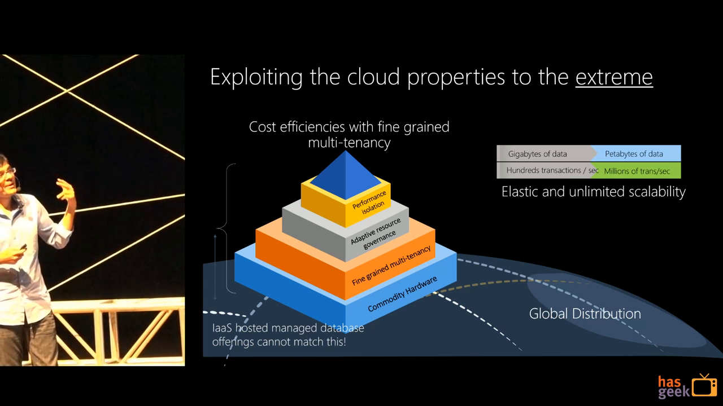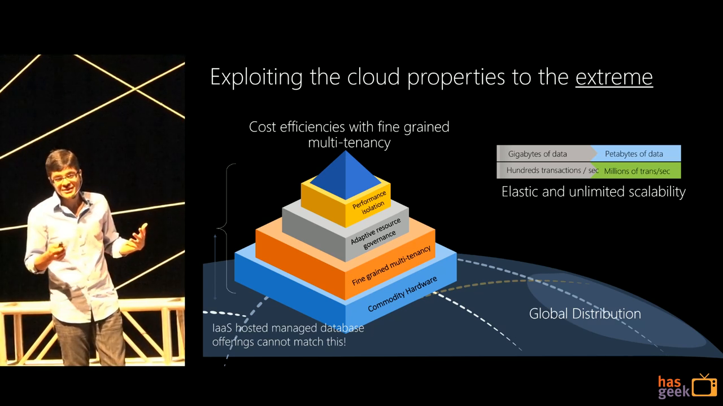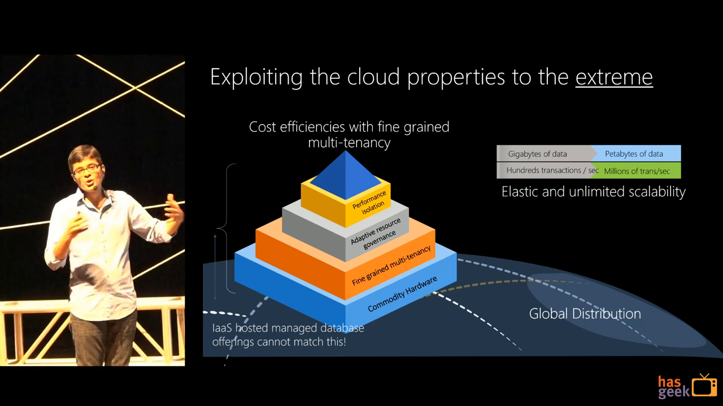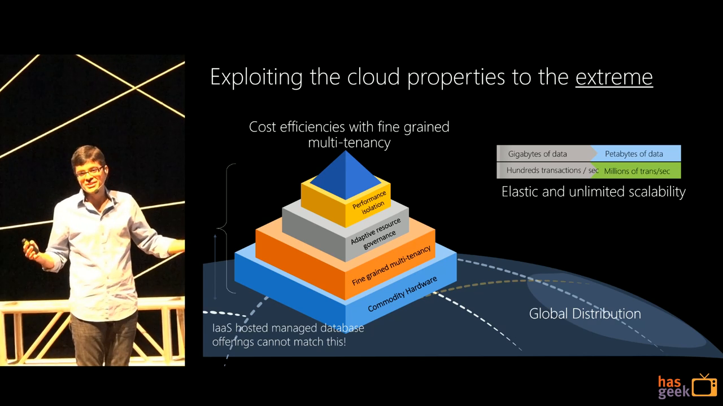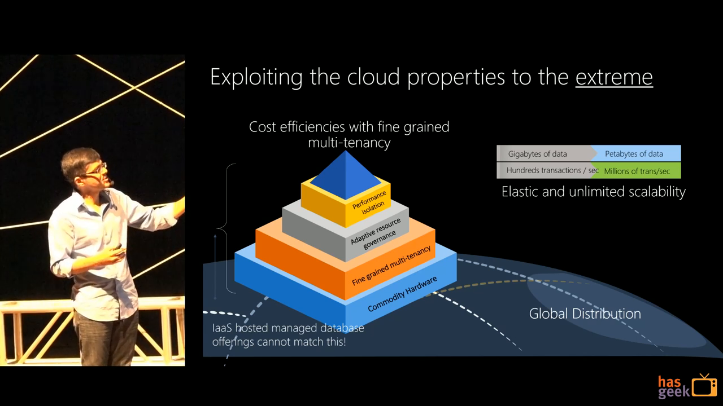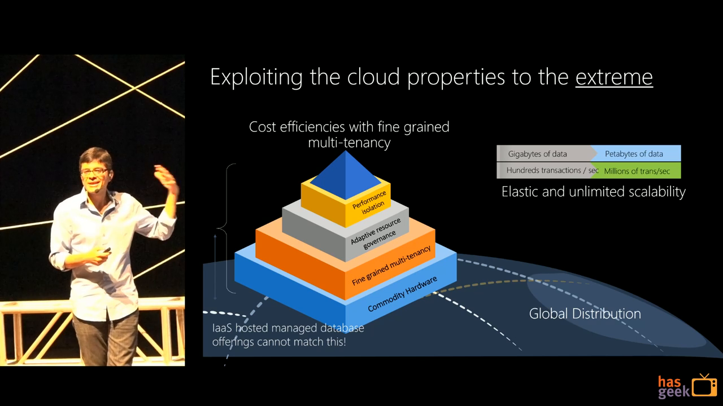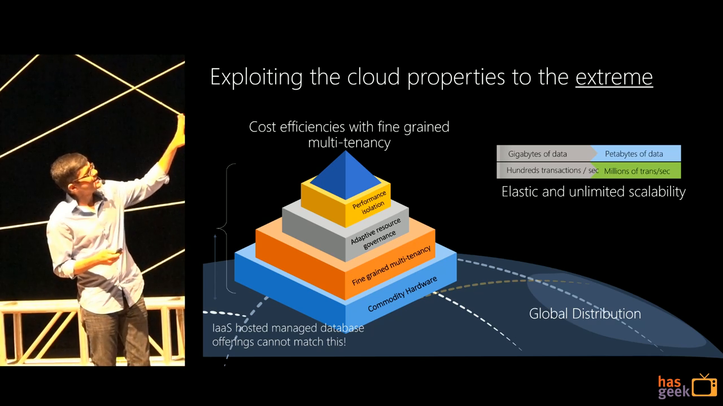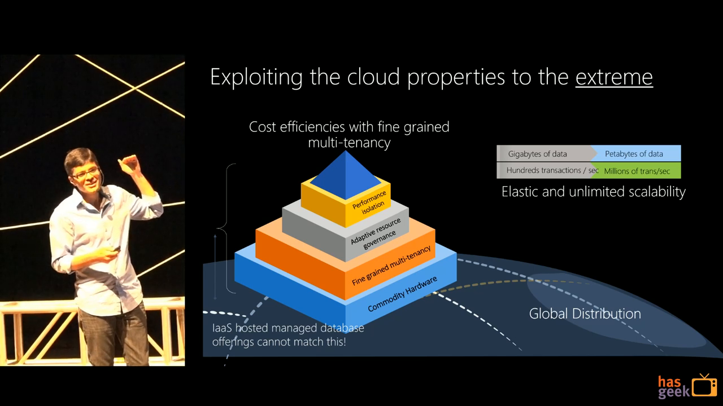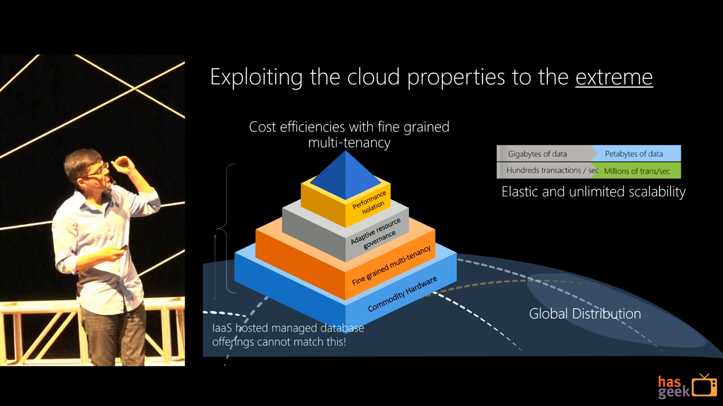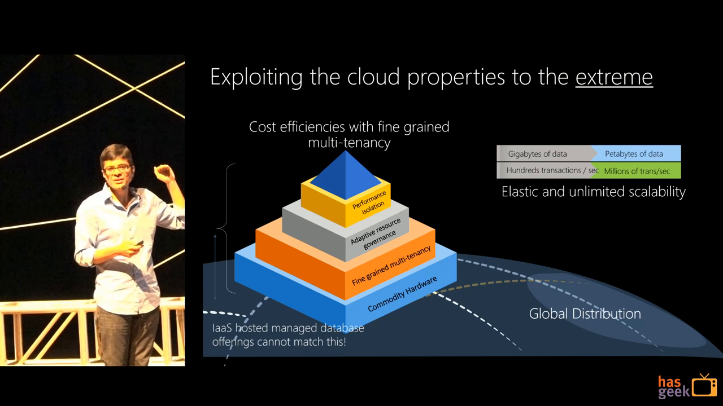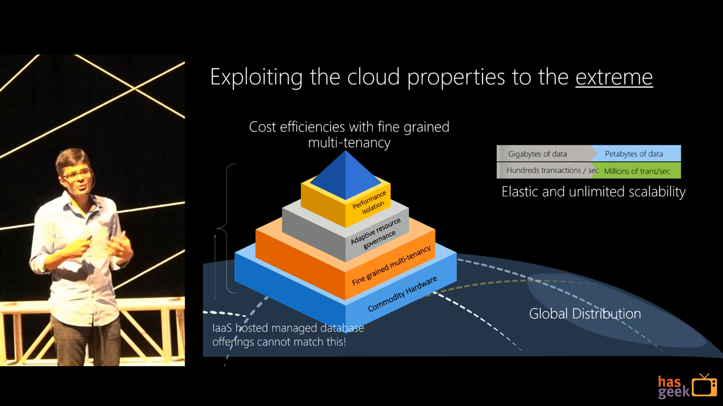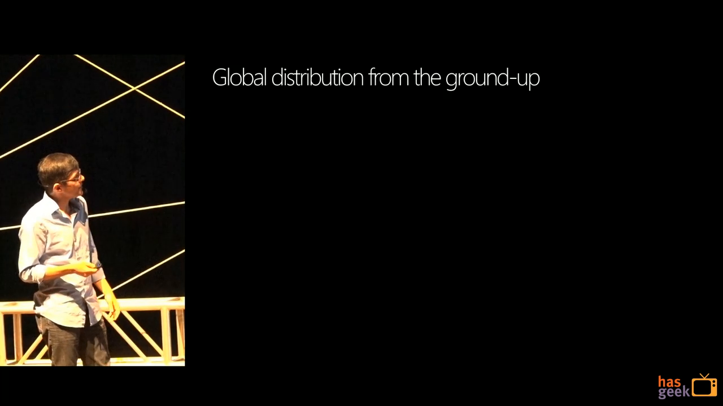Observation number two, these three properties compose with each other. So, you can have a single table that is globally distributed as well as horizontally partitioned. You can have a single table that is globally distributed, horizontally partitioned, and also multi-tenanted. That's one of the central themes that runs across the architecture of Cosmos DB. We learned in a very hard way how to exploit these three properties.